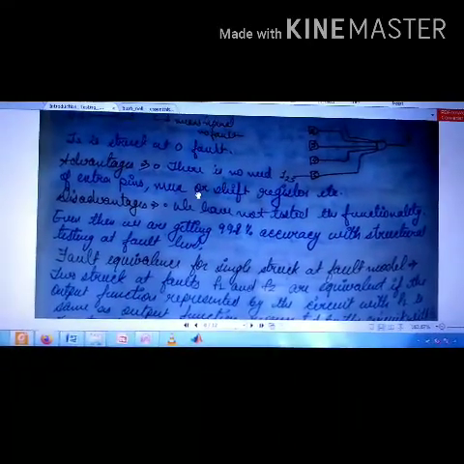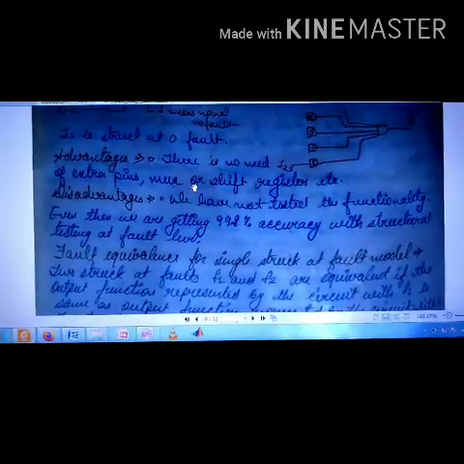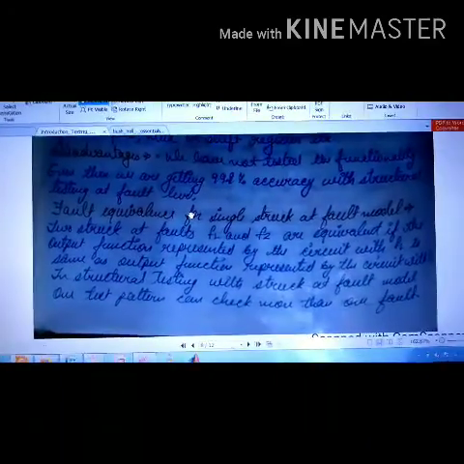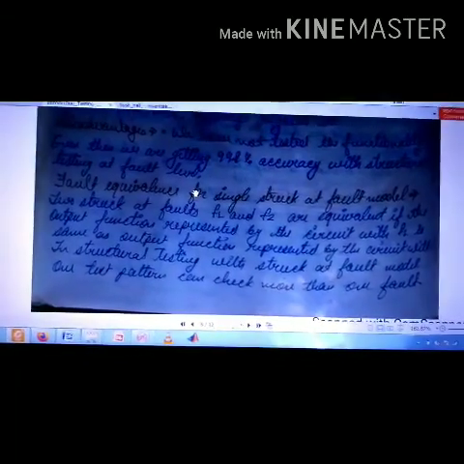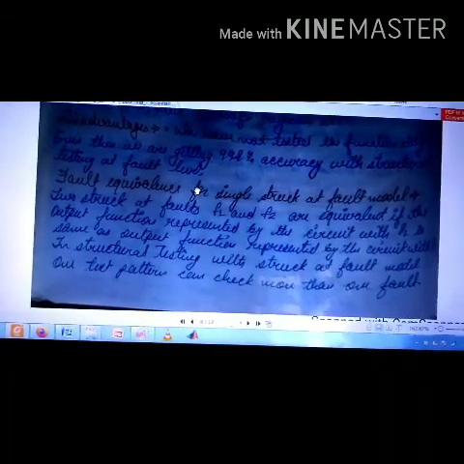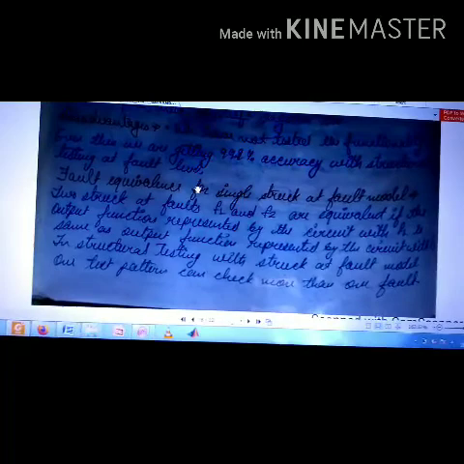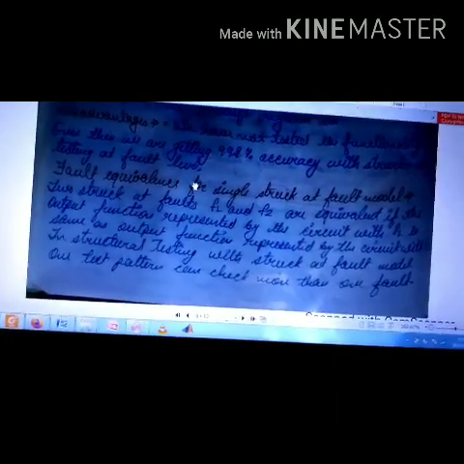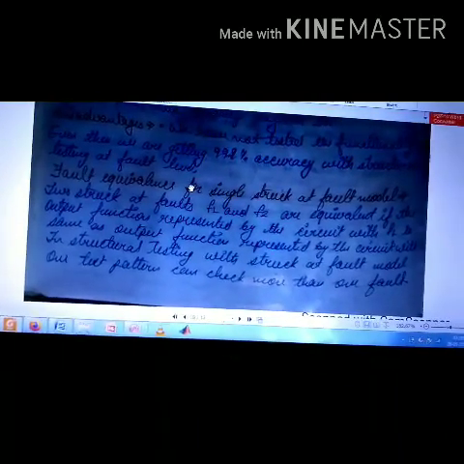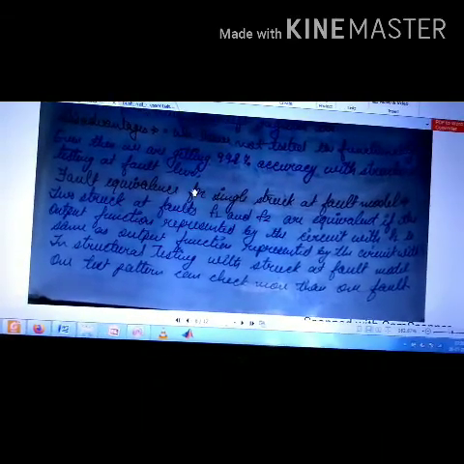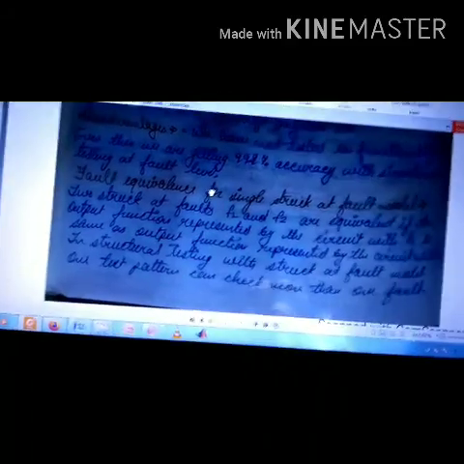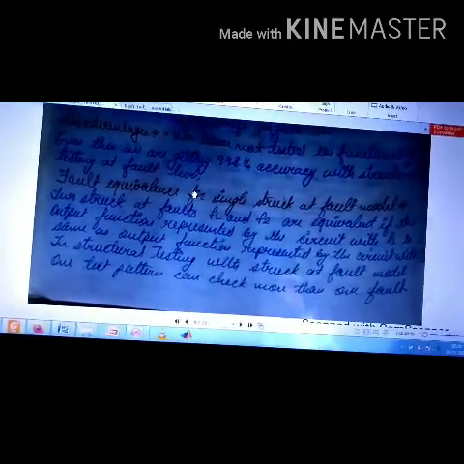Okay, next we are going to look in brief at the fault equivalence of a single stuck fault model. This means that a stuck fault at the input is equal to a particular stuck fault at the output. So two stuck faults F1 and F2 are equivalent if the output function represented by the circuit with F1 is the same as the output function represented by the circuit with F2.